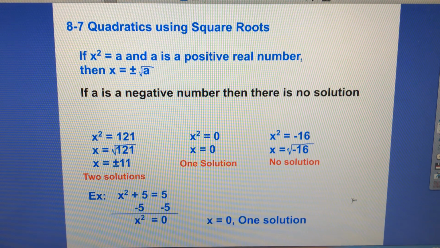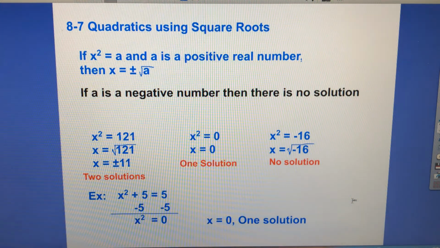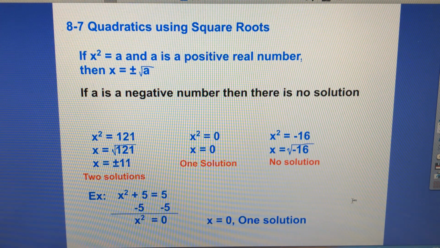So let's go slow. If x squared equals a, and a is a positive real number, then x equals plus or minus the square root of a. You remember that square roots have two answers. If a is a negative number, then there is no solution. You cannot have the square root of a negative number. So let's take a look at these.